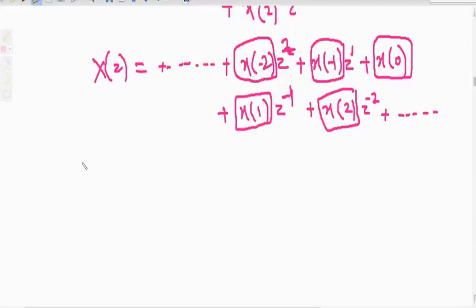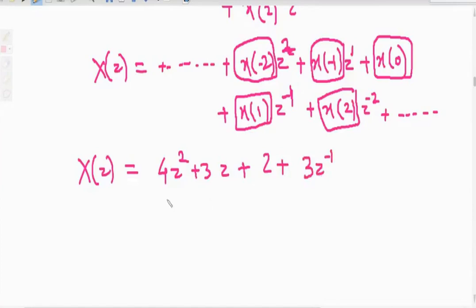So now quickly, suppose x of z is 4z raised to minus 4z square plus 3z plus 2 plus 3z raised to -1. Okay, so here constant means x of 0. This is nothing but x of 0. Then here z has a negative power, that means it is positive value of n. Z has power 1, so this is nothing but x of 1. So x of 1 is 3.